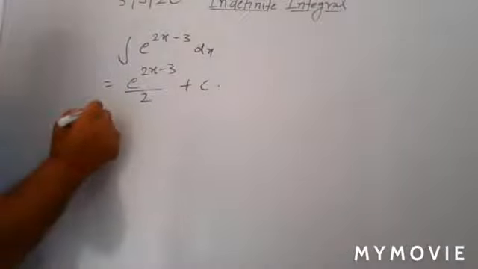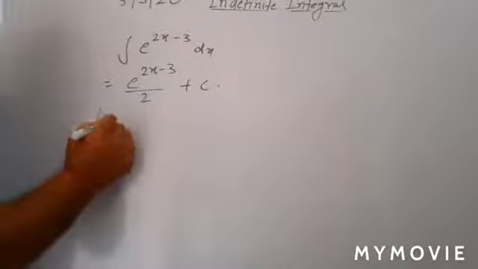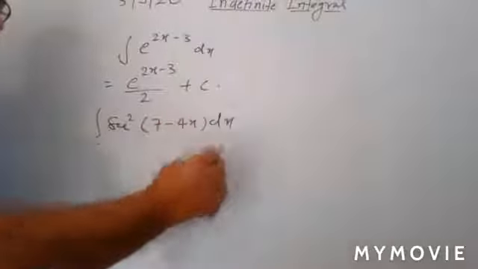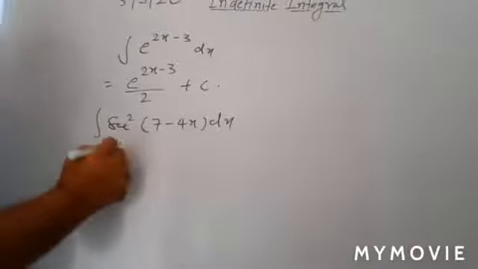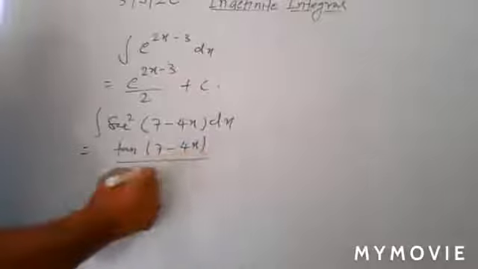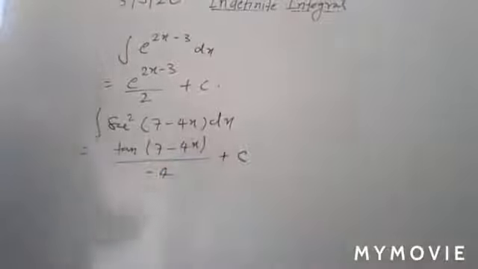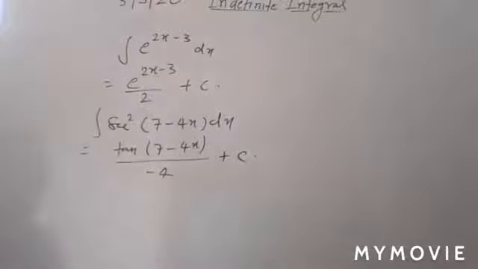In the same way, sometimes 1 mark questions are asked, in 2009 here. So you write integration of sec square (7 minus 4x) dx. Direct question, 1 mark. So what you write: tan (7 minus 4x) divided by the coefficient of x, which is minus 4, plus c. That is your solution. ठीक है बेटा, क्लियर ना? तो इस टाइप के क्वेश्चन कभी कभी आपको 1 मार्क्स में मिल सकते हैं.